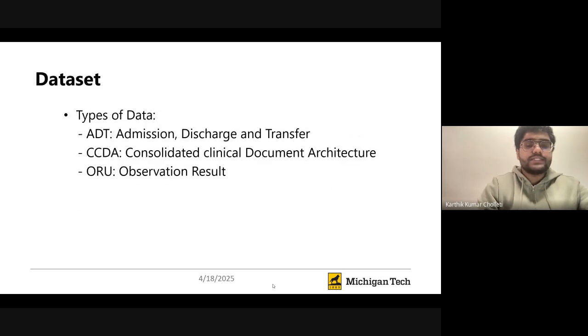The dataset consists of three types of data: ADT, CCDA, and ORU. ADT is admission, discharge, transfer; CCDA stands for Consolidated Clinical Document Architecture; and ORU stands for Observational Result. Each dataset consists of different types of data from patients in different hospitals, which are recorded by the respective clinicians or physicians.